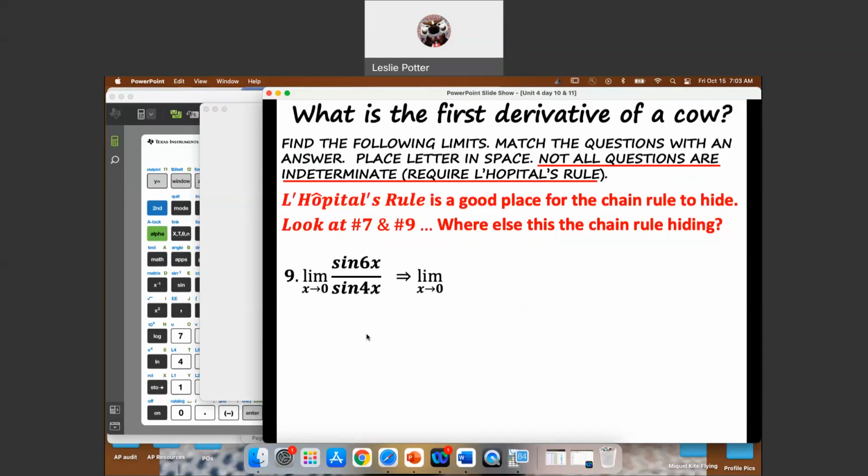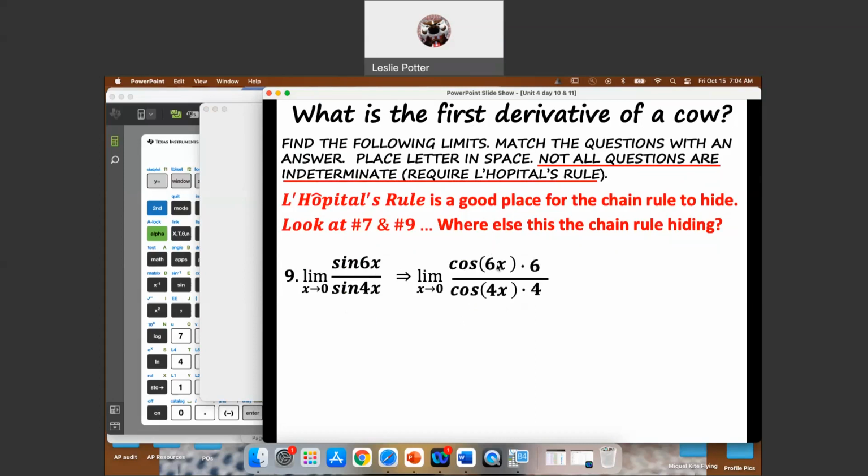So we take the limit as x approaches 0, and we take the derivative of the top. The derivative of sine is cosine. Cosine of what? Cosine of 6x. And then the derivative of the inside is 6. And then we do the same for the bottom. The derivative of sine is cosine, it's cosine of 4x, and then the derivative of the inside is 4. So there's the chain rule that's hidden in each one of those.